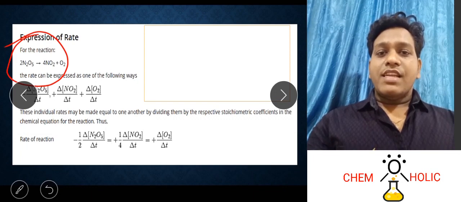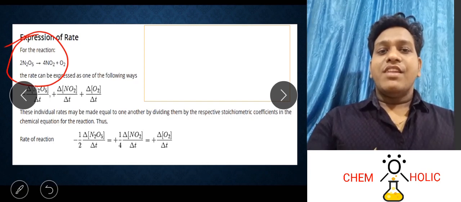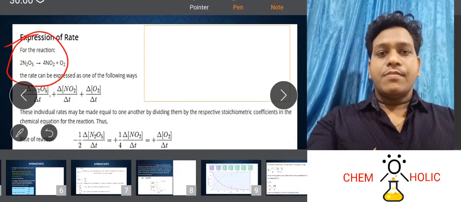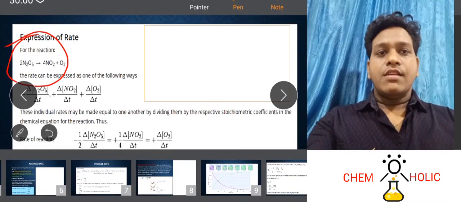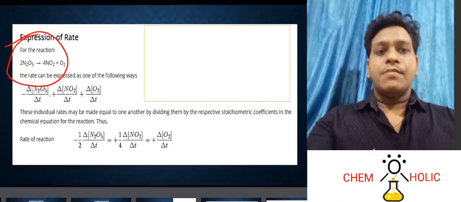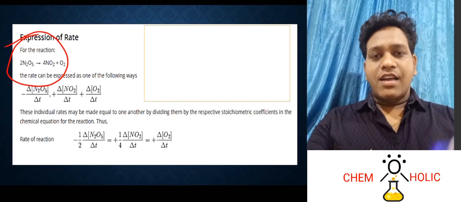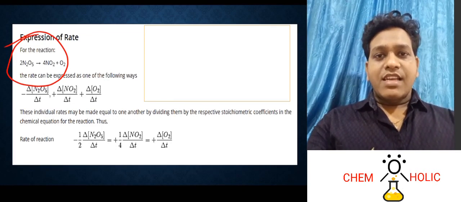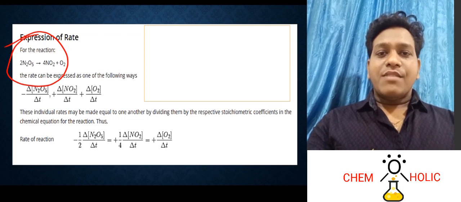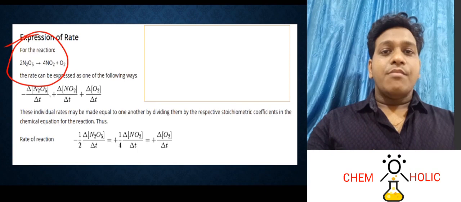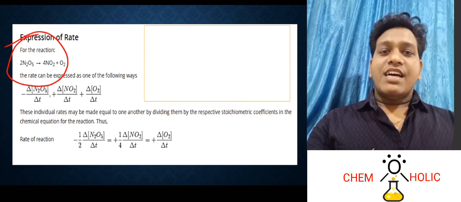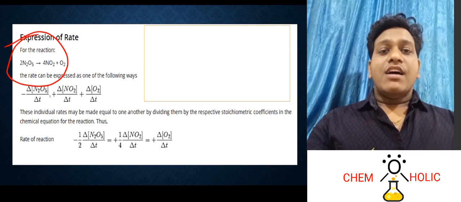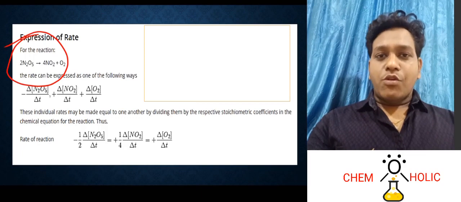You need to first write the rate for every reaction. So here you get minus delta N2O5 upon delta T. Now the question arises, why am I writing a minus sign here? Because it is a reactant. I can write delta NO2 upon delta T. Why am I writing a plus sign here? Because it is the product. And the same we can write for O2, which is a product.